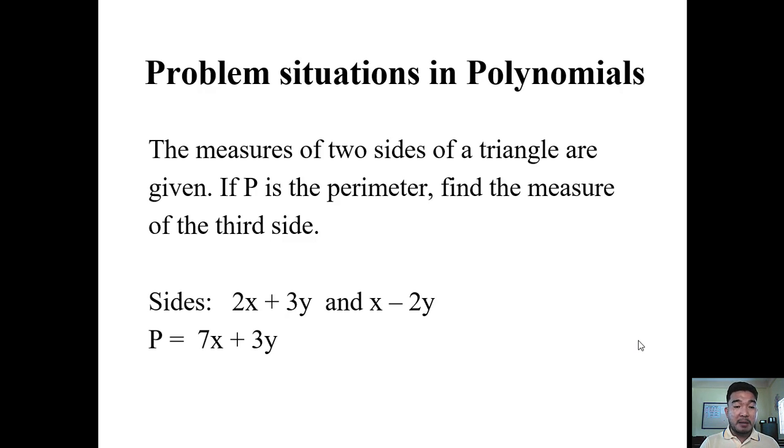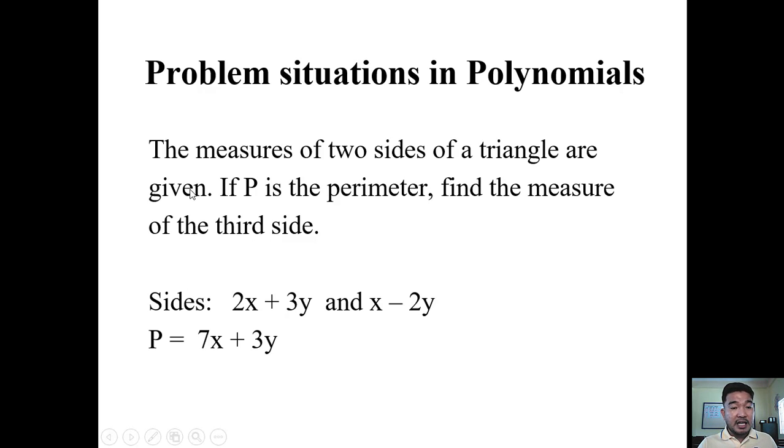Suppose that we have this problem. The measures of two sides of a triangle are given. If P is the perimeter, find the measure of the third side. So, given daw yung dalawang measurement nung isang triangle, yung side ng dalawang triangle given. Eh, ang hinahanap, yung isa pang measure nung isa pang side, given yung perimeter is equal to P.